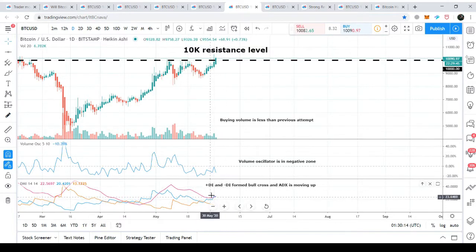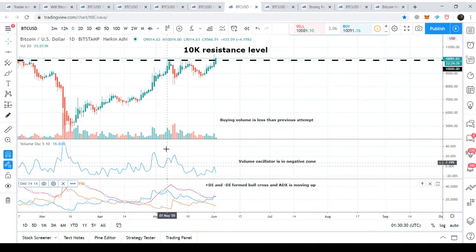But if we watch this directional movement, then we can see that the positive directional indicator has crossed up the negative directional indicator, and the ADX is also moving down on this daily chart. That is a very bullish signal. If the ADX is moving up, like it moved up here, and we have seen the spike around $10,000, more than $10,000.